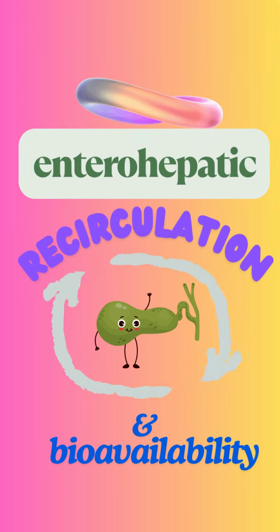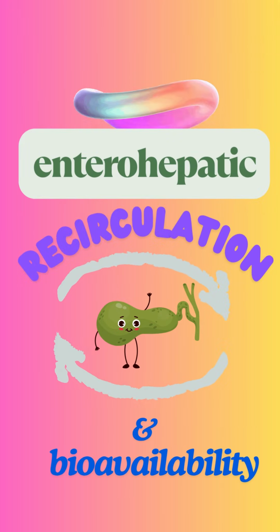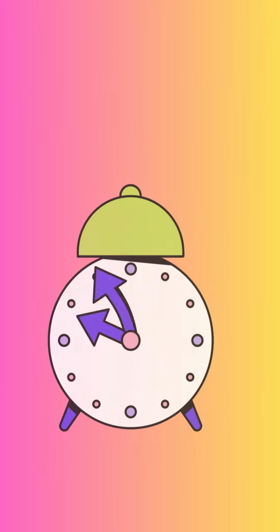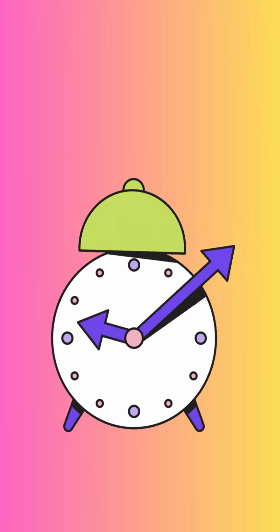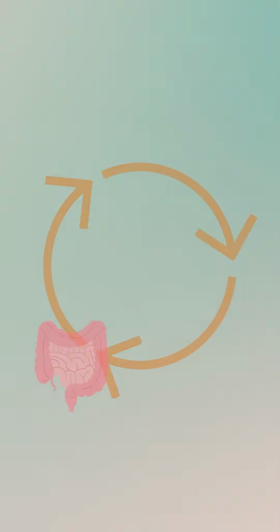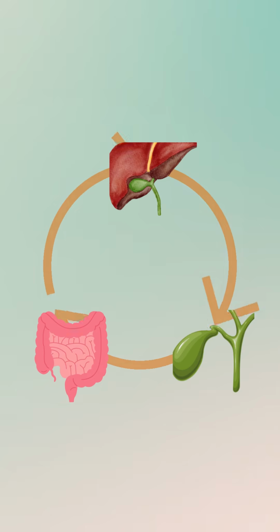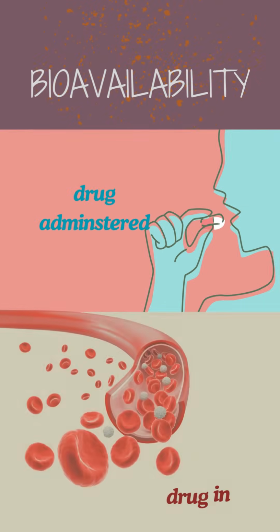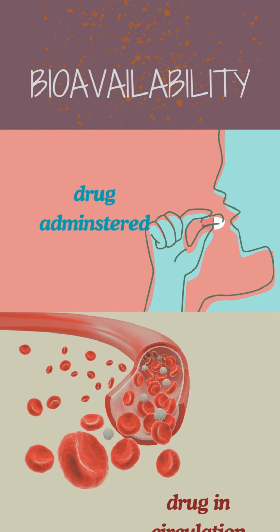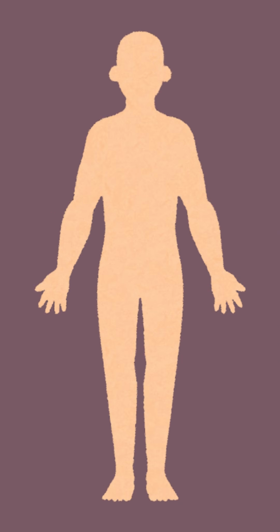Watch me explain enterohepatic recirculation and its effect on drug bioavailability in under 3 minutes. Enterohepatic recirculation is the movement of bile between the small intestines, liver, and gallbladder. Bioavailability is the ratio of the amount of drug administered to the amount of drug that enters systemic circulation.